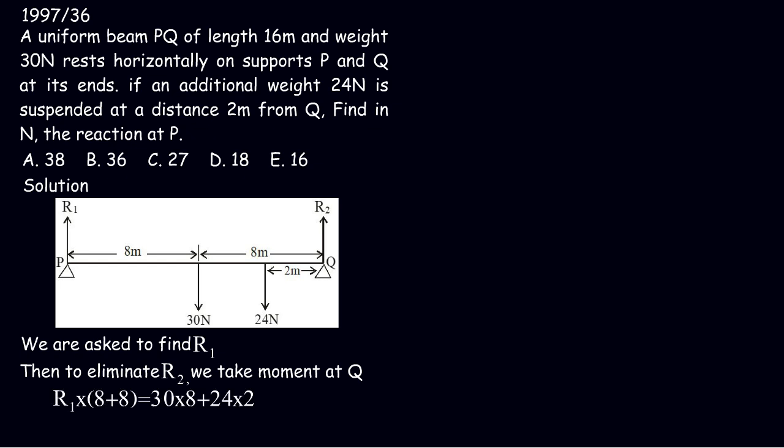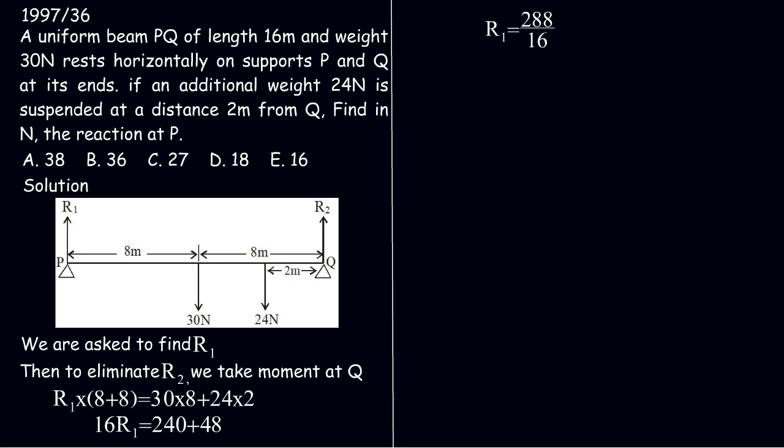So it will be arrow 1 times in bracket 8 plus 8 equals 30 times 8 plus 24 times 2. Expanding our bracket, it becomes 16 arrow 1 equals 240 plus 48, which will make arrow 1 equal to 288 divided by 16, and arrow 1 will be equal to 18 Newton.